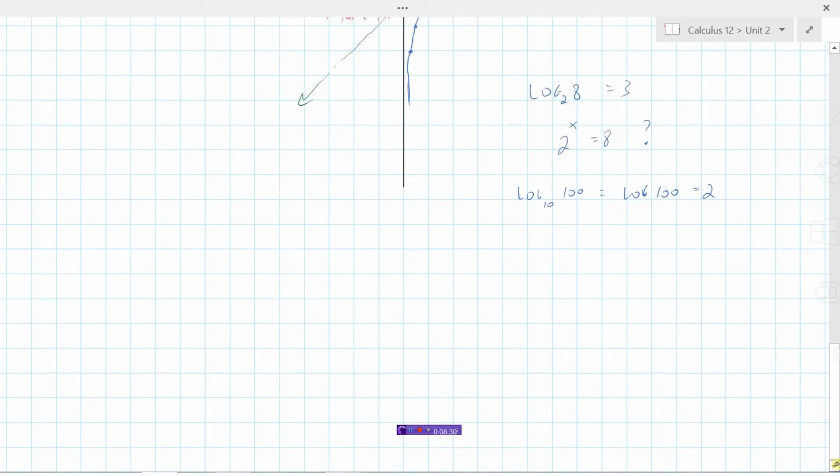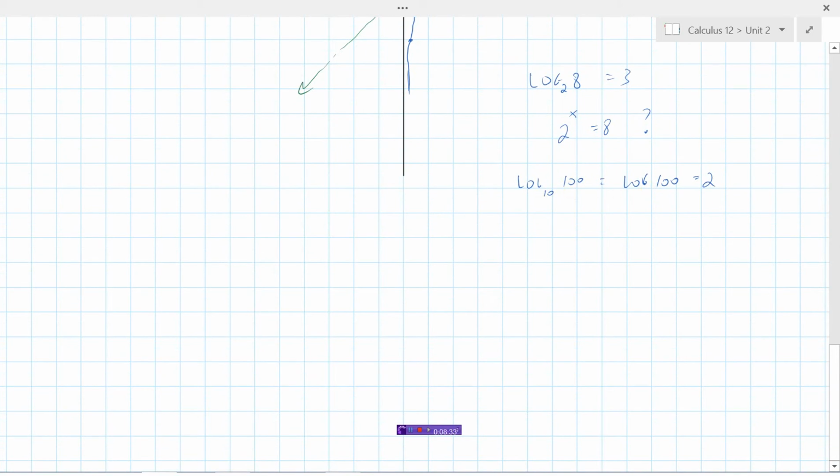Now there's one other base that we use a lot, and that's base e. And the number e is an irrational number, and it's approximately 2.718. So e is approximately 2.718. It's an irrational number, and you'll see later on in this course why it's so popular to use in calculus.